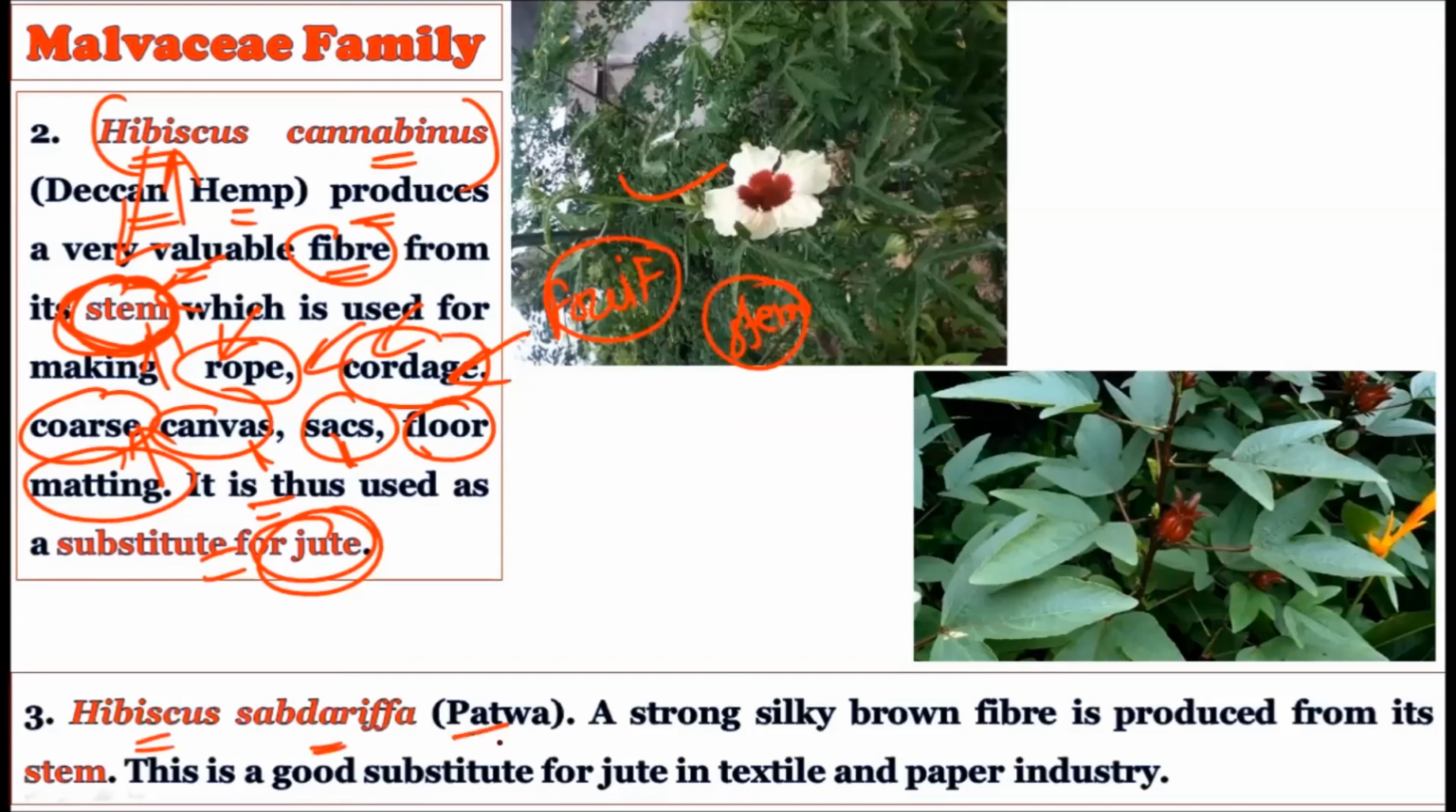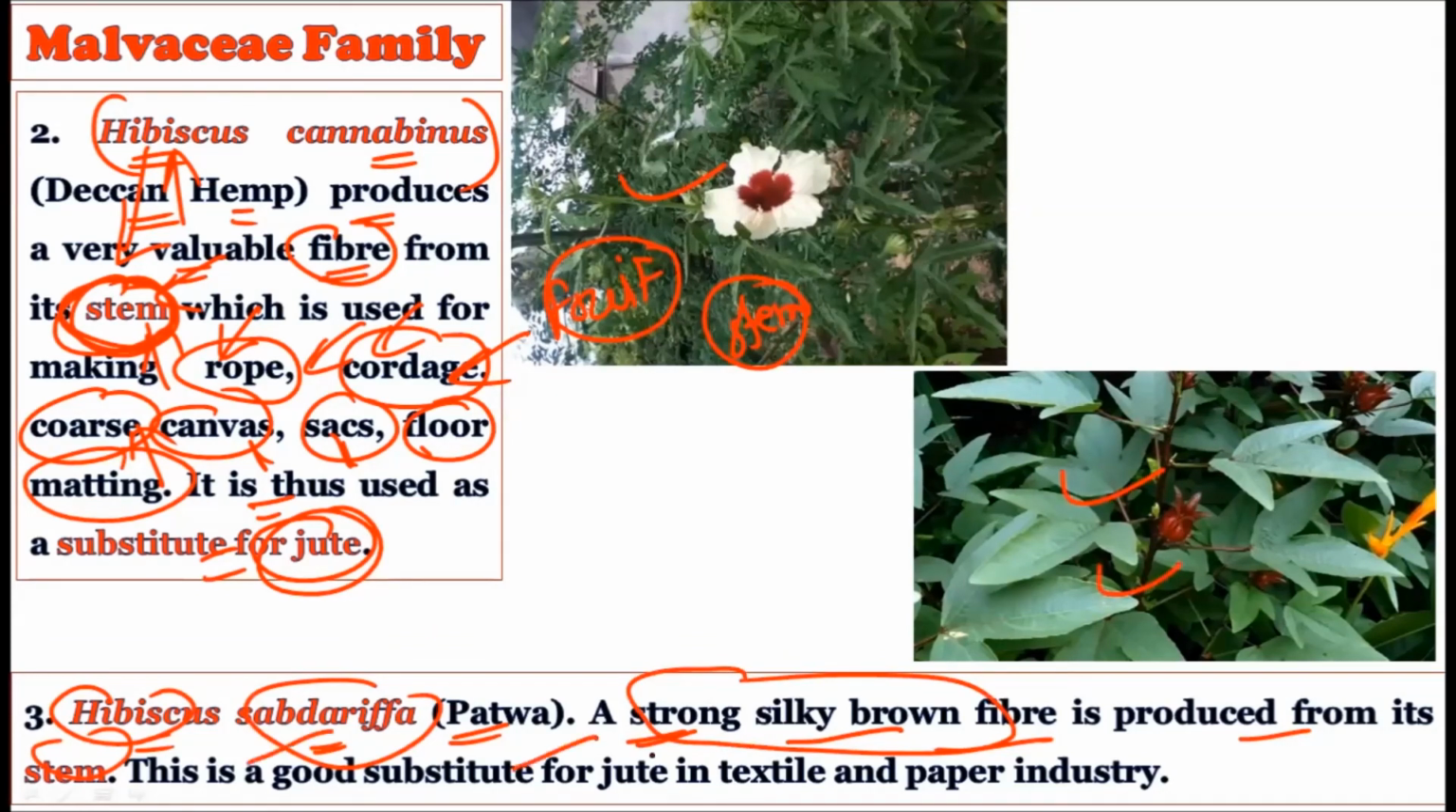Now see the Hibiscus sabdariffa. This particular plant is called the petva, right? It is a strong silky brown fiber, produced from its stem as well. This plant, Hibiscus sabdariffa, produces from its stem a very strong silky brown colored fiber. This is a good substitute for the jute in the textile and the paper industry. Whatever paper industry is there and the jute in the textile, this plant can be a substitute for that jute material.